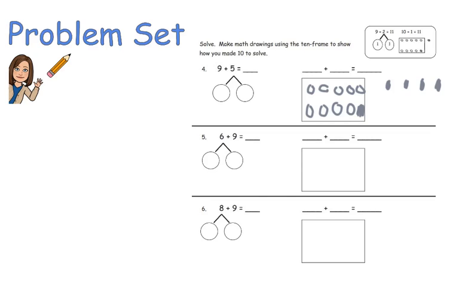Now we need to fill in our number bond. So how many did we borrow to make 10? That's right, we borrowed 1, so we're going to write 1. And then how many are not used to make this group? How many are like the leftover? 4. So the 4 is going to go here.